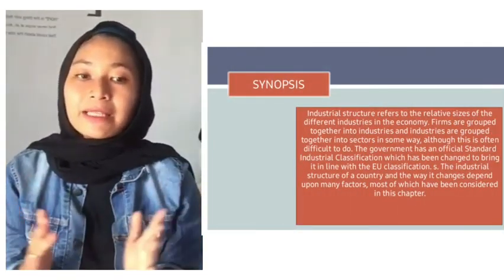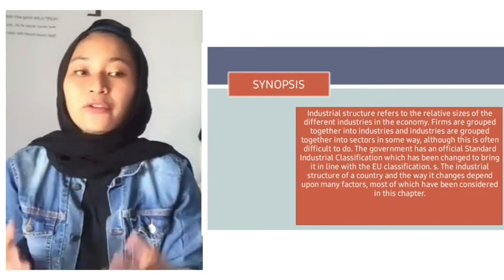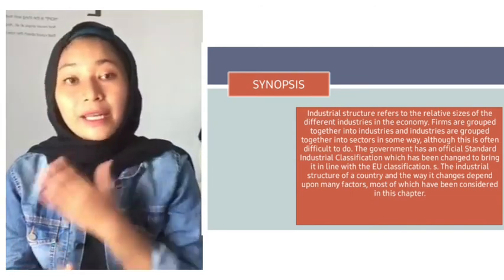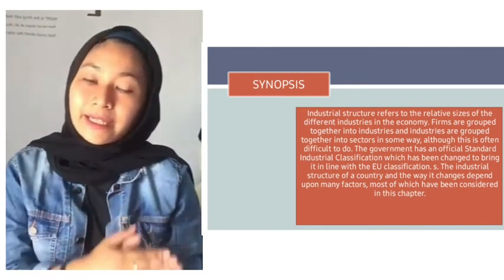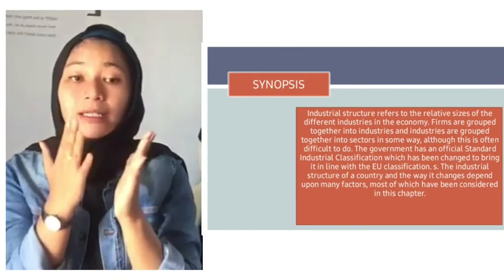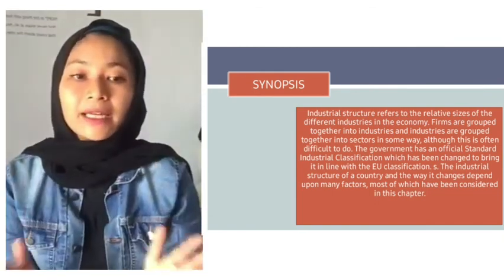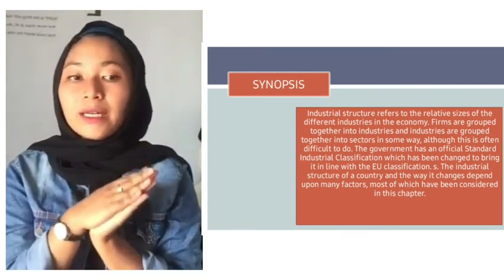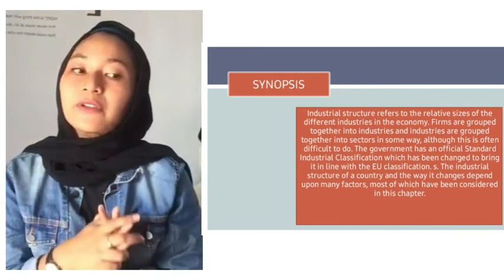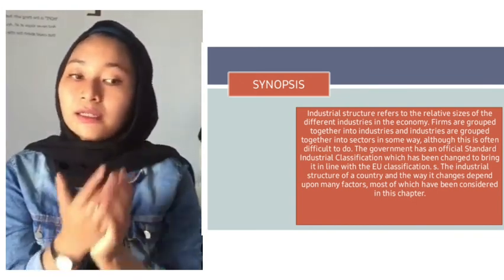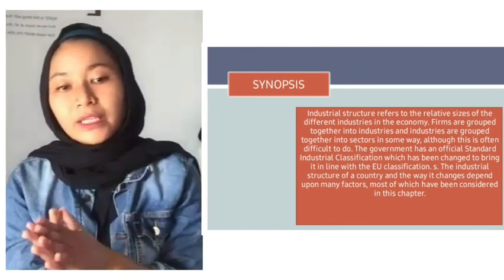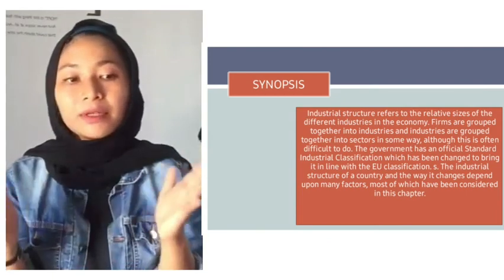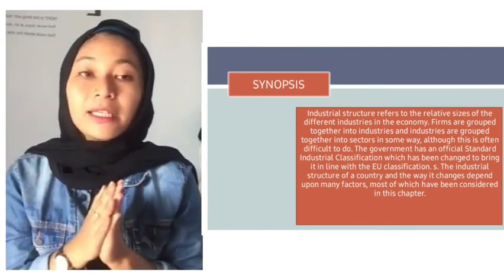Okay, next, the synopsis. Industrial structure refers to the relative size of the different industries in the economy. Firms are grouped together into industries, and industries are grouped together into sectors in some way, although this is often difficult to do. The government has an official standard industrial classification which has been changed to bring it in line with the EU classifications. The industrial structure of a country and the way it changes depend upon many factors, most of which have been considered in this chapter. Okay, next, summary of key points.